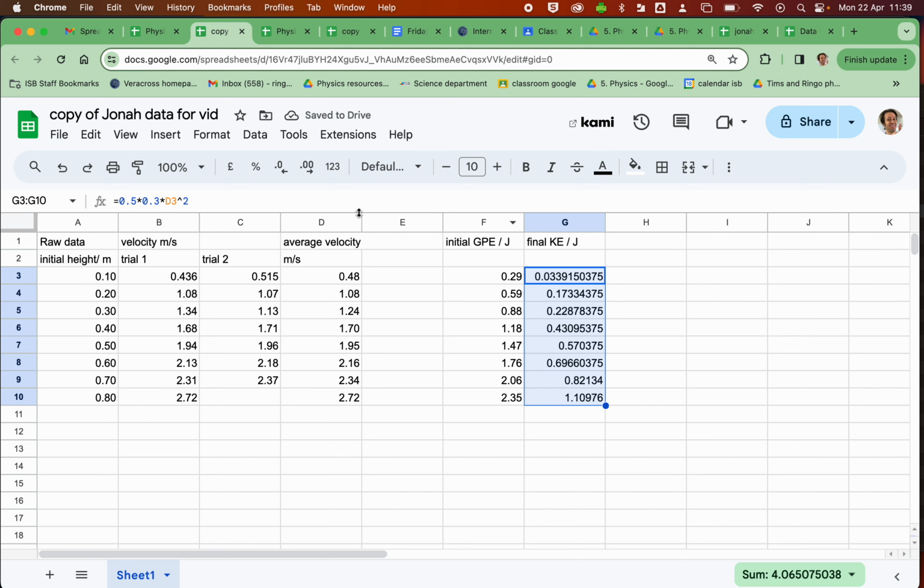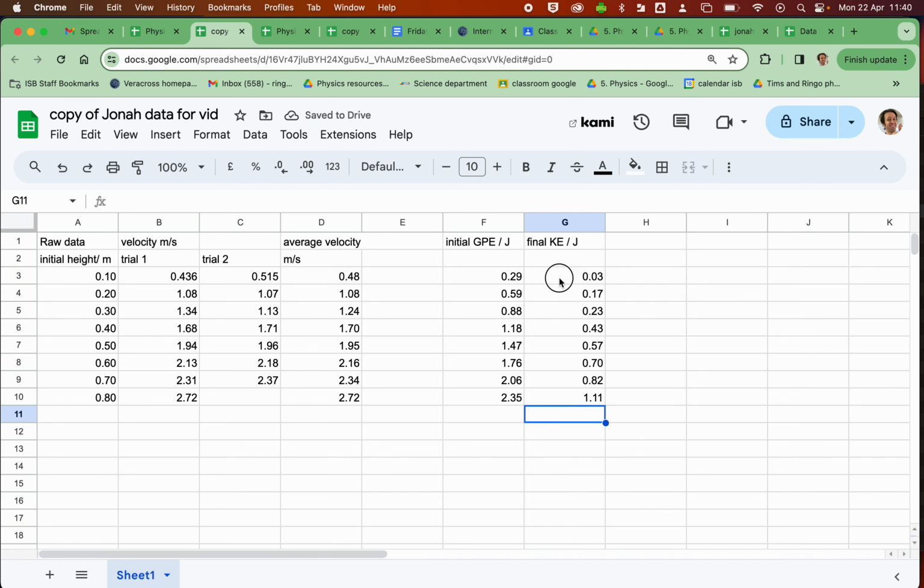Again, crazy amounts of decimal places, so I'm going to regulate that with this button. Oh, that's the wrong way. And make those smaller. All of your final KEs have to be smaller than your initial GPEs, or you have done something crazy, go nuts. So that is a reasonable way to process just the data. We'll get to graphing next.